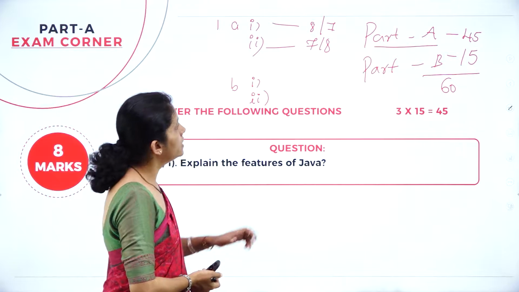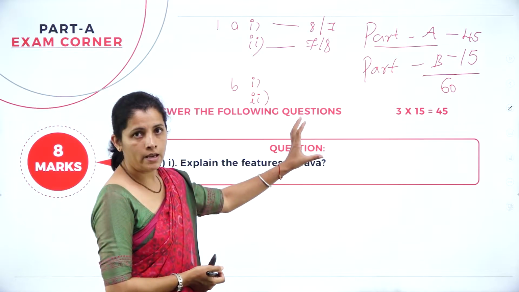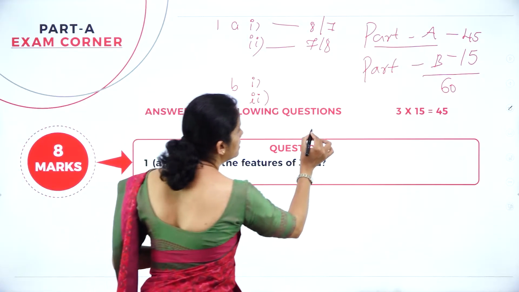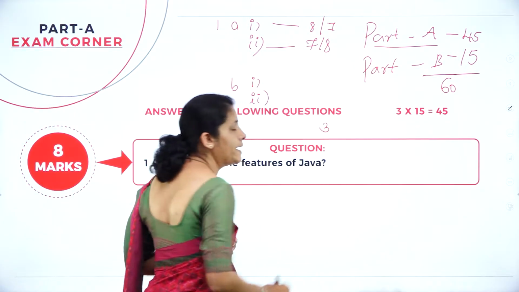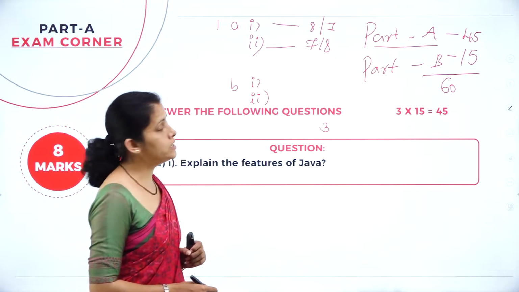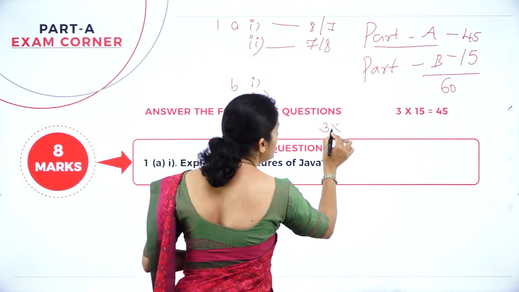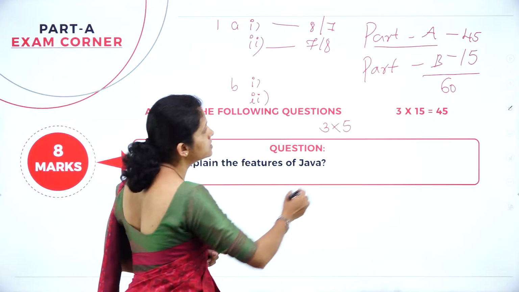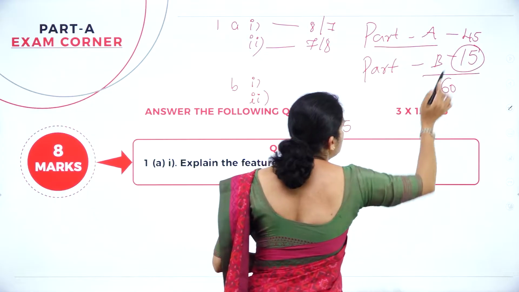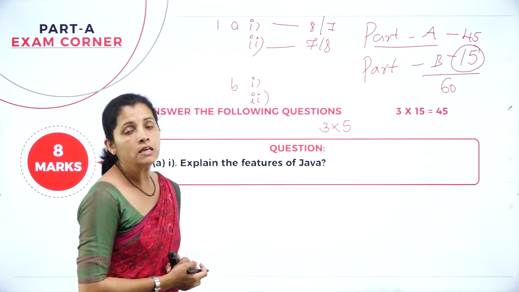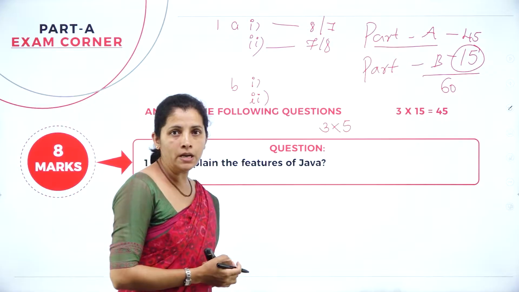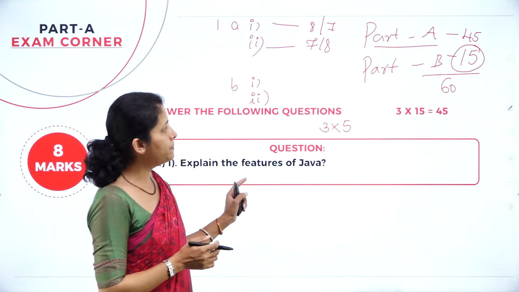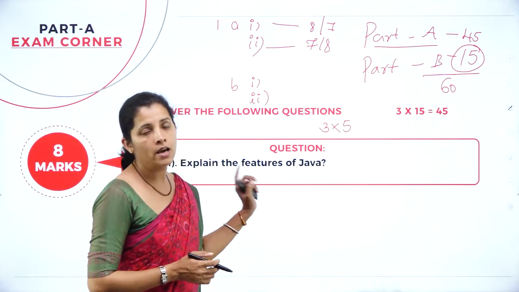So dear student, if I consider part B, I have only 15 marks. In the sense, I want to write 3 full questions and each question carries 5 marks. So 3 into 5, it is 15. And this paper is only for 60. At the same time, you will be having practical exam, and the theory paper is only for 60 marks.